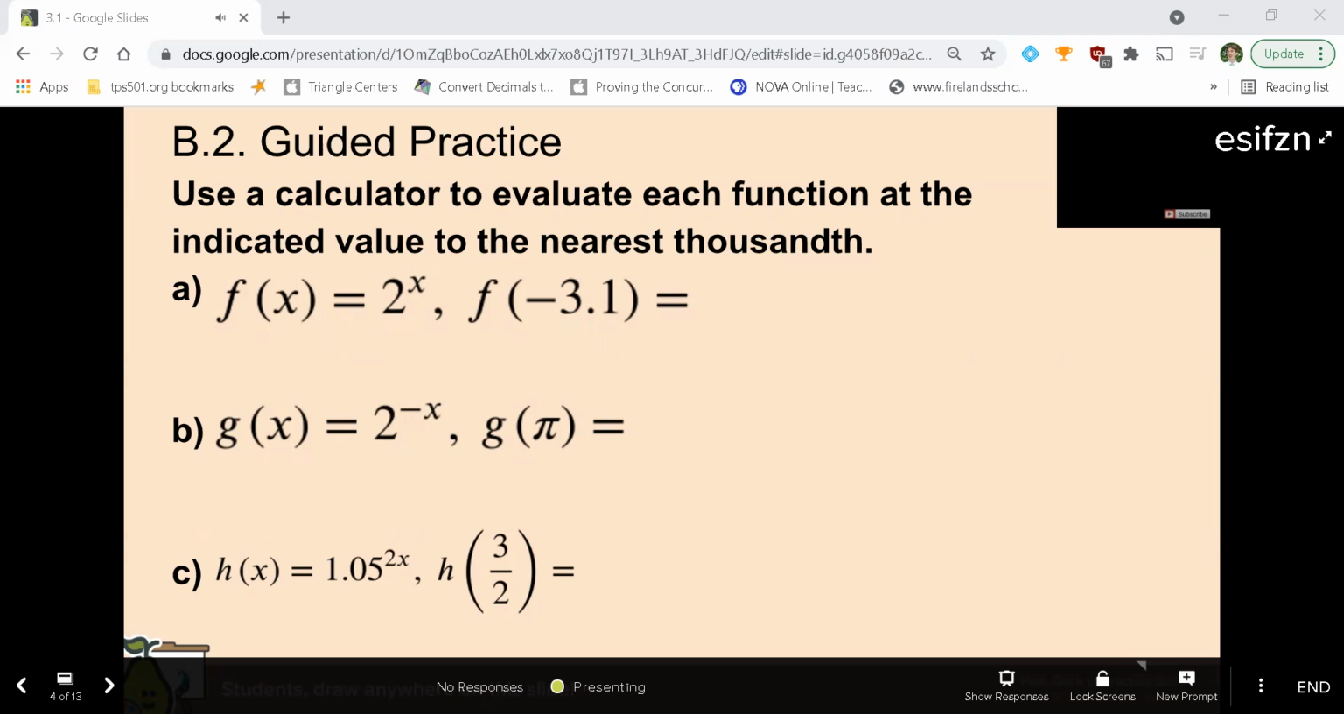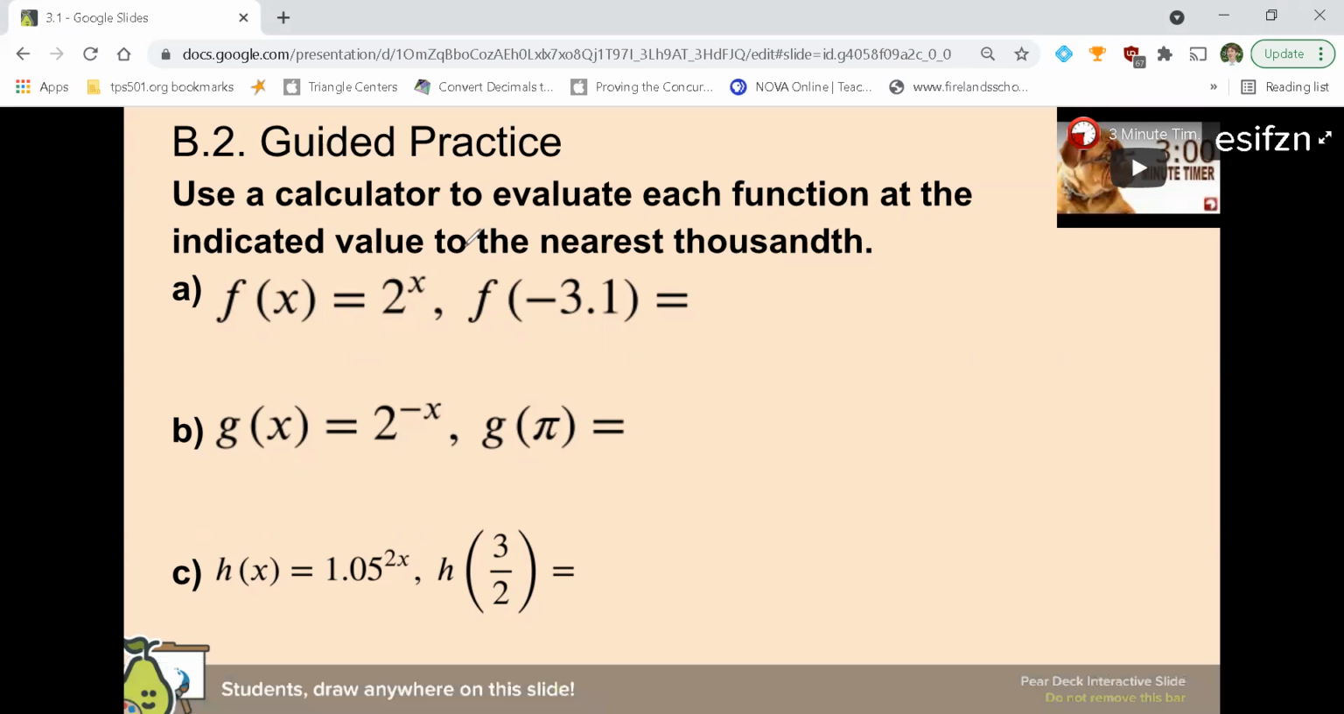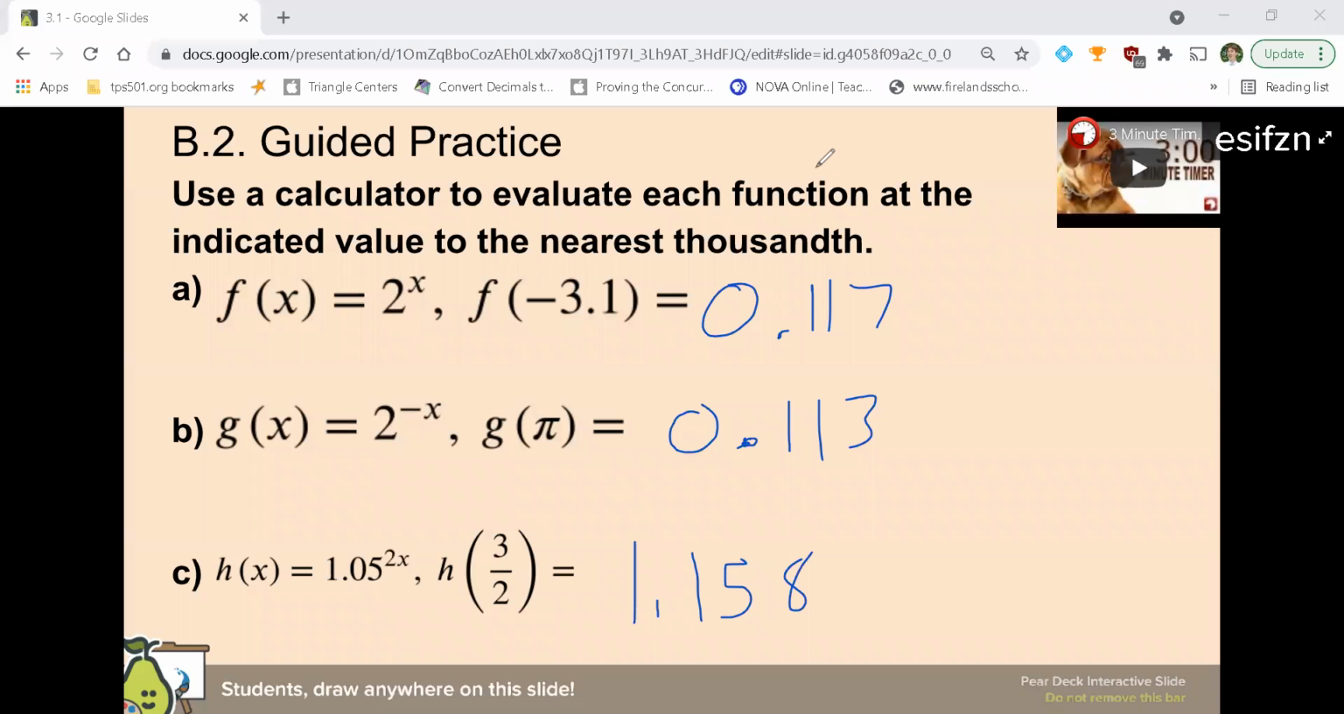All right, you should have gotten that the answers are 0.117, 0.113, and then 1.158. If you're looking at your paper and you said, Mr. Lake, I put 0.116, well, you silly goose, the fourth decimal is a 6, so you have to round up.